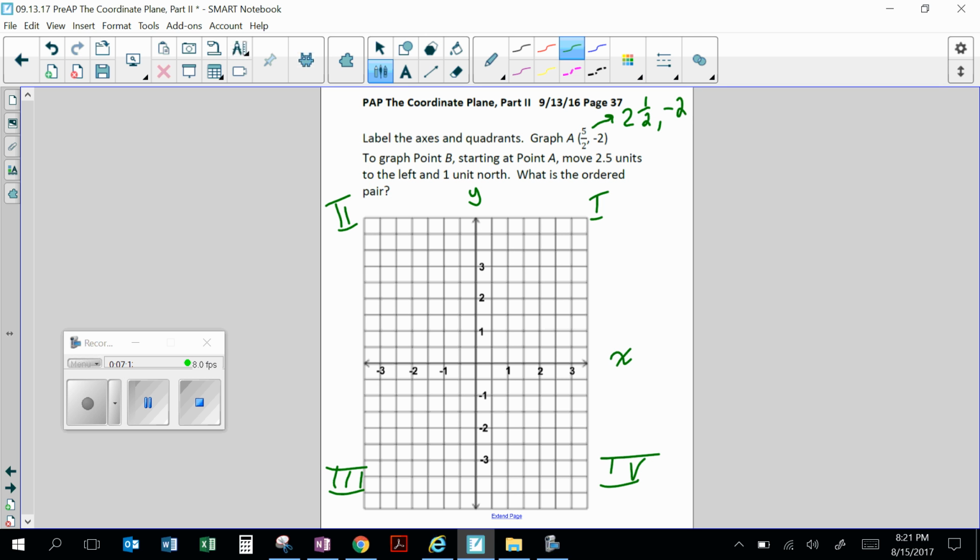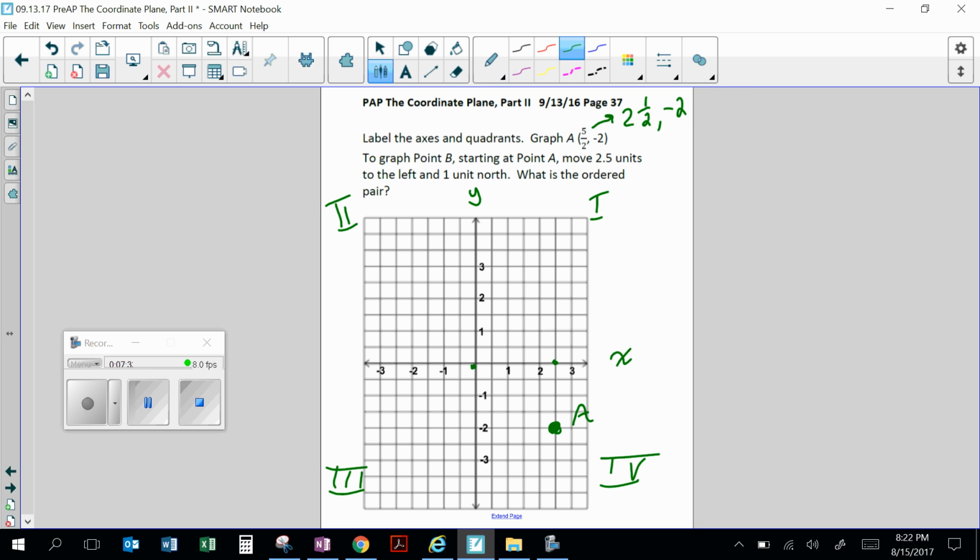So we always start at the origin. 2.5. Is that right of 0 or left of 0? Right. So it's right here between 2 and 3 because it's the halfway point. Then negative 2 is right here. So let's label this point A.